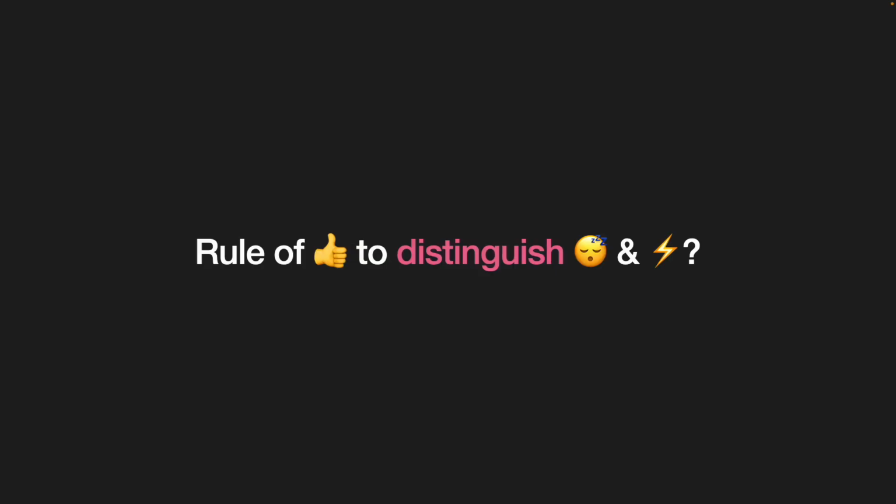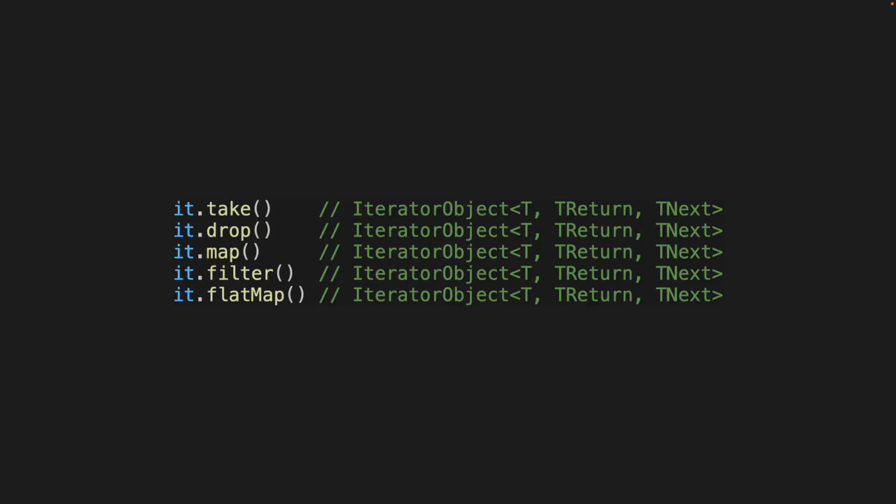But there was this question before, is there a rule of thumb to distinguish the lazy ones from the eager ones? And actually that's a good question. If we look at the lazy ones, all of those give you back a new iterator object. All of these which defer execution, like take, drop, map, filter, and flat map, return you a new iterator object, and you can chain as many helper functions as you want. So this tells you that this is lazy.